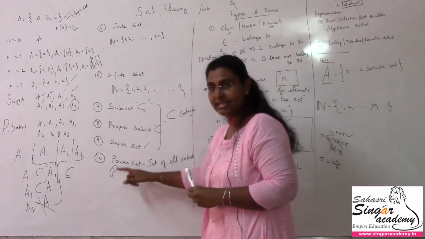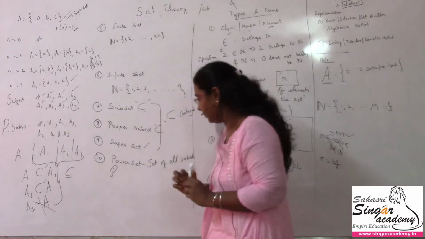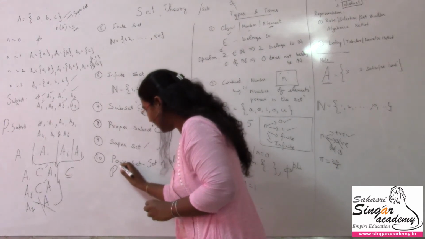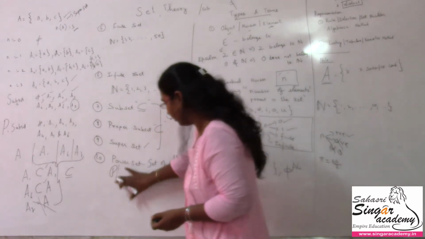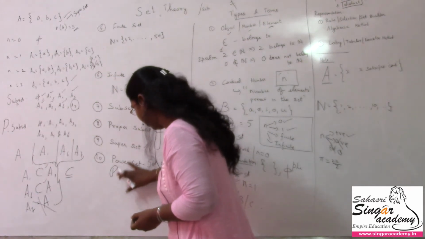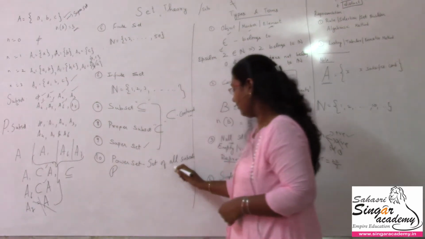So script P is a standard notation. Sometimes when presenting in a book, they present it as capital P. Okay, so script P is the proper notation. So I just want to use script P alone here. It is nothing but the set of all subsets.